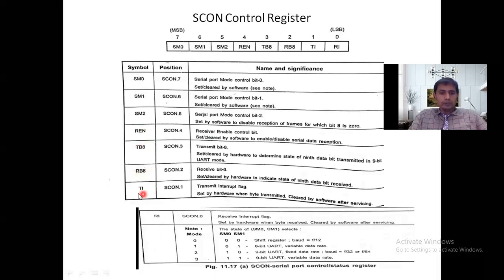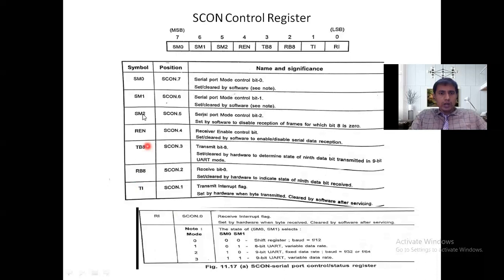Then TI. TI is the transmit interrupt flag, set by hardware. It is cleared when that interrupt is processed. Whenever this transmit interrupt is processed, this TI flag is cleared automatically. So TI is set with the help of hardware, and whenever the interrupt related instructions are completed, TI is reset. TI is reset when that interrupt is completely processed.